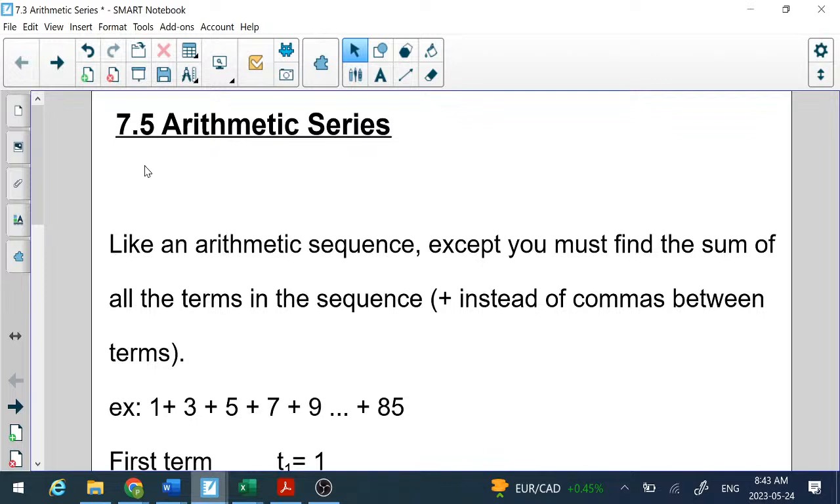All right, so our lesson today is on arithmetic series. And I think I've told you a little bit about these the other day. Somebody tell me what this reminds you of? What does the arithmetic series remind you of?